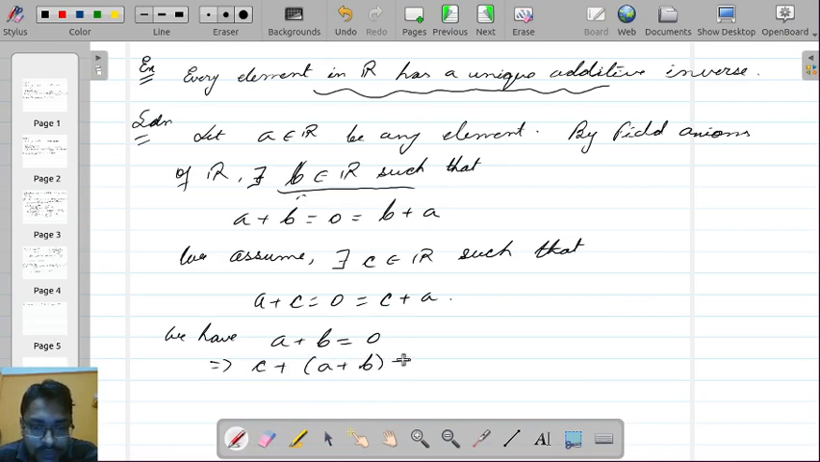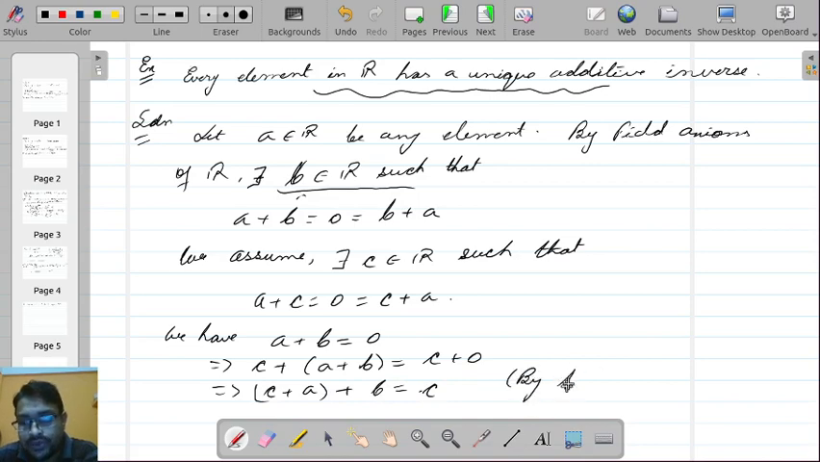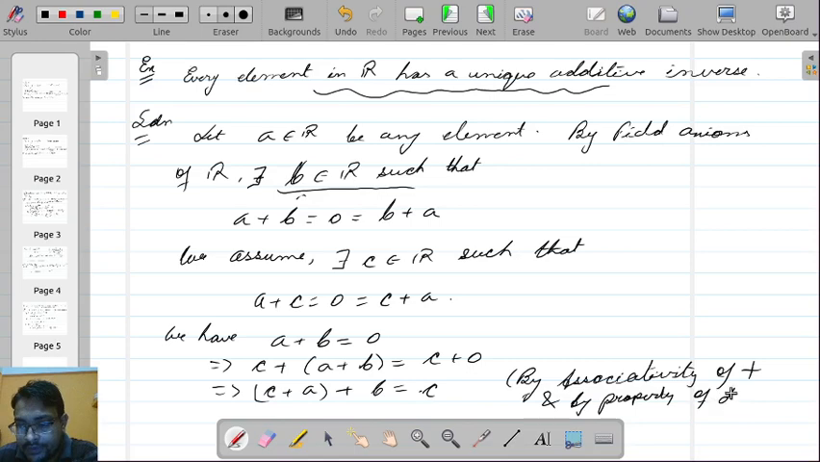So C plus A plus B equal to C plus 0, right? And then I can use the associative property here. C plus A plus B, this will be equal to C plus 0 is C by property. Okay, so this by associative property, associativity of addition, and in the right side we have applied the property of additive identity.